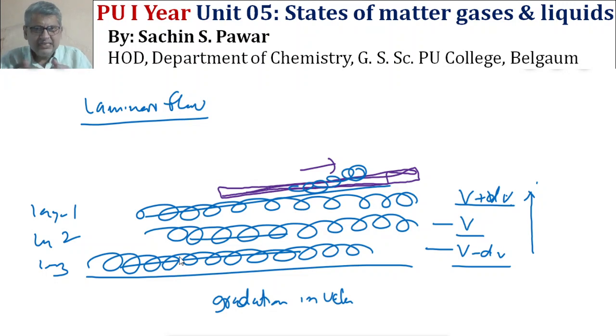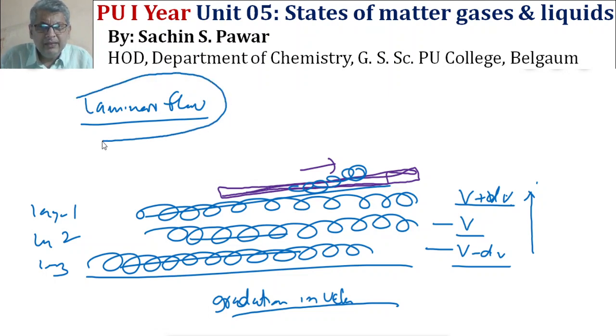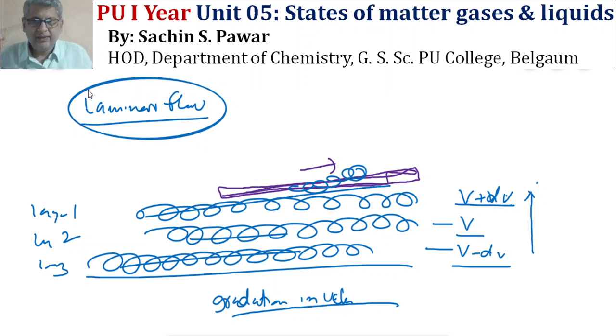So the particles are moving with different speeds. So speed means velocity, and there will be regular gradation in the velocity. Because of this regular gradation, the flow of the liquid is a laminar flow. It is called laminar flow. What do you mean by laminar flow? Laminar flow is this.